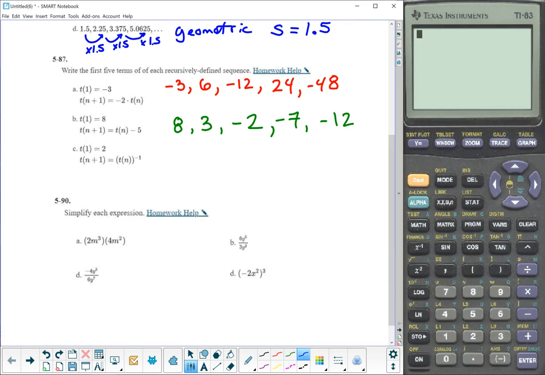Okay, we'll use blue for this one. Okay, first term, T1 equals 2. So the first term is 2. If I want to find the second term, I have to put a 1 right here because 1 plus 1 would be 2. And then that means I put a 1 right here. So I get term 1 plus 1 is 2. So term 2 is equal to term 1, which is 2. So this is just 2.